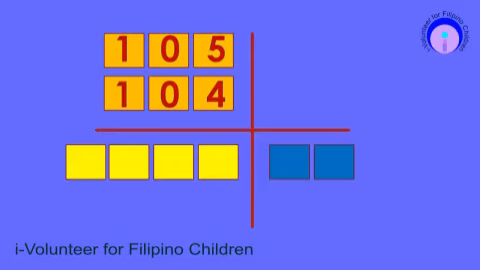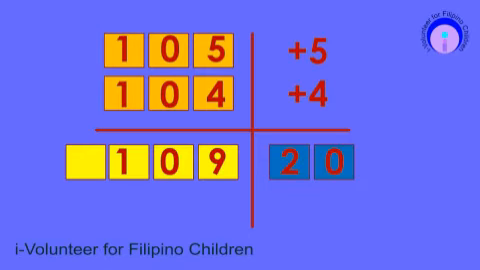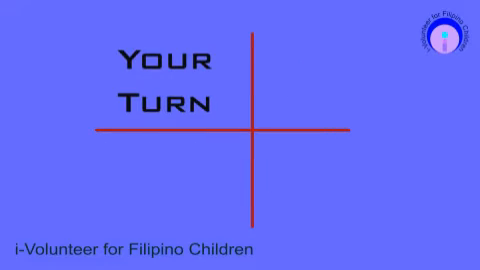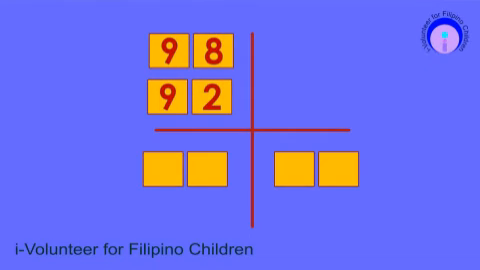This time, the multiplier and the multiplicand are in excess of the base. The multiplicand is in excess of 5, while the multiplier 104 is in excess of 4. 104 plus 5 is 109. 5 times 4 is equal to 20. Therefore, 105 times 104 is equal to 10,920. Now it's your turn to find the product.